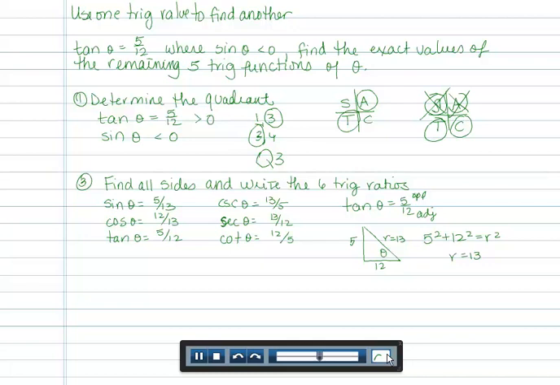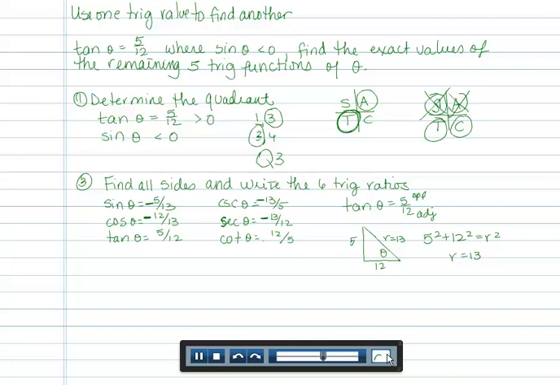Now here's a trick. Because you're in quadrant 3, only the tangent is positive. Well, the tangent and the cotangent; everybody else is negative. And you see I'm going back in and putting negative signs on all the other trig functions. See? Done on this problem.